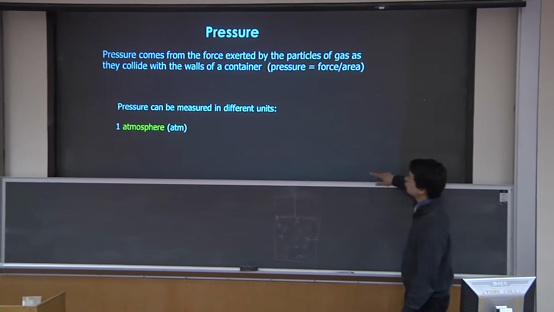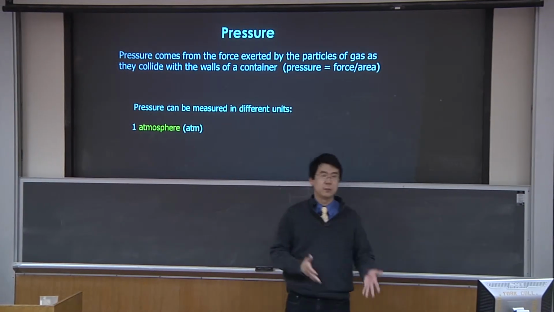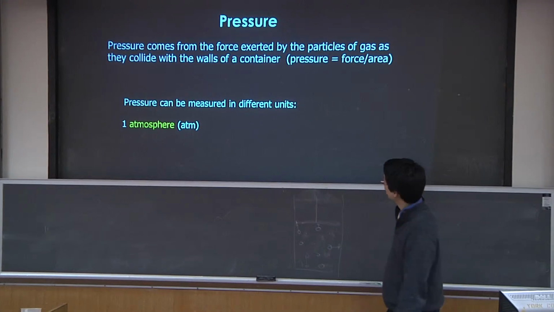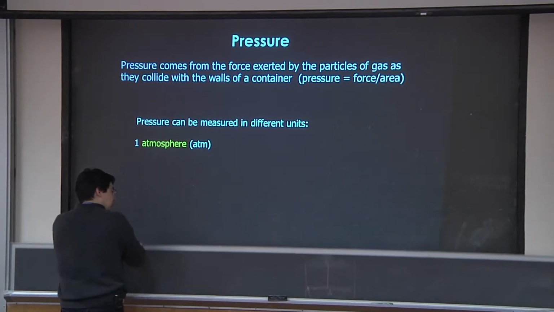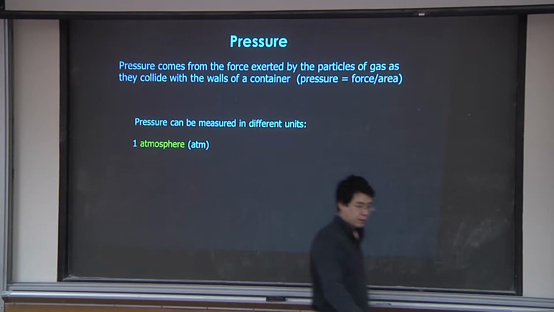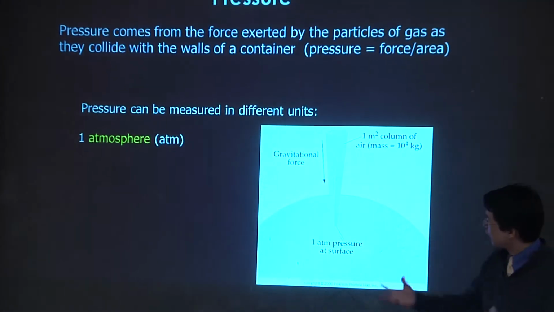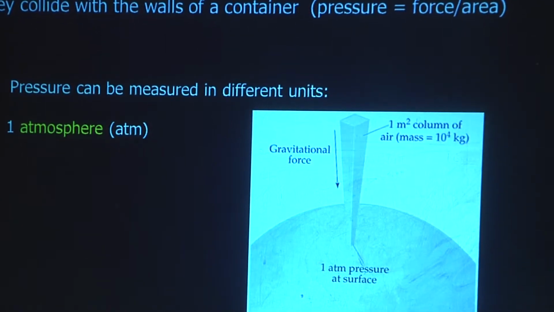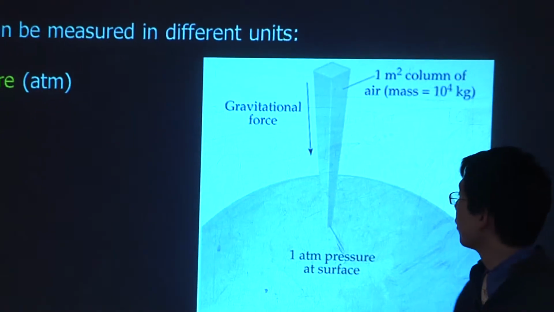Pressure can be measured in different units, just like length can be measured in feet or inches or meters or centimeters, or miles. One of them is called the atmosphere. The term atmosphere comes from the fact that there's air all around us. The atmosphere is the air all around us and all around the Earth.